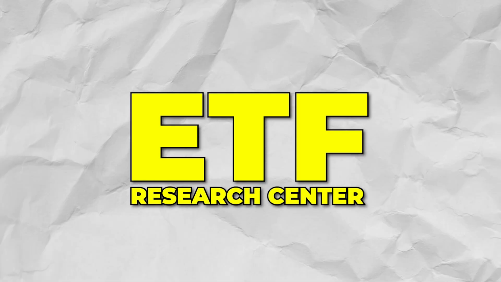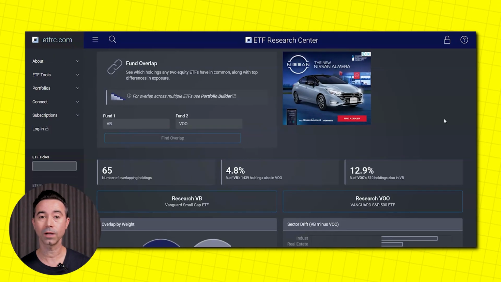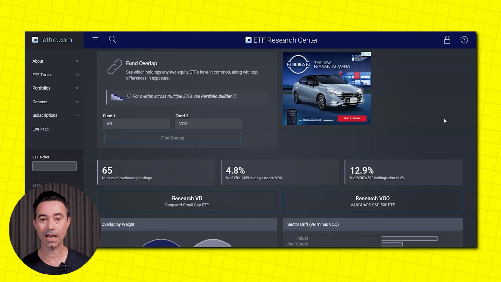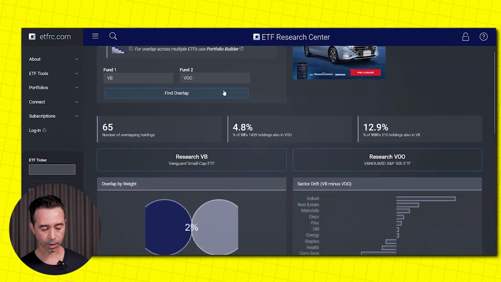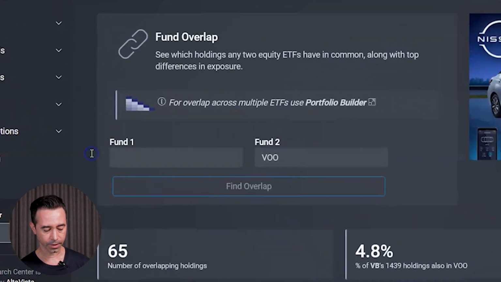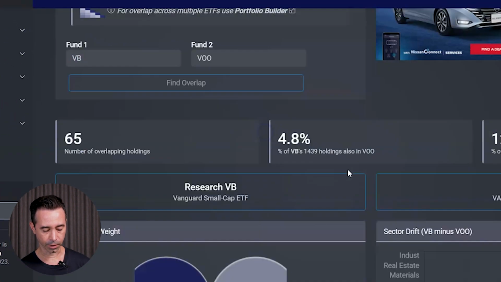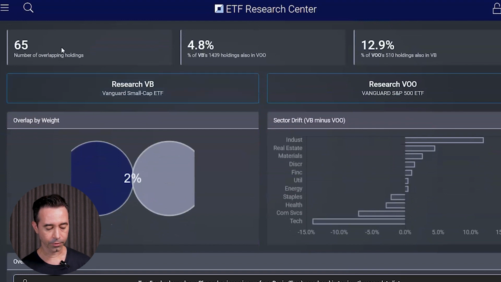Let's go to etfrc.com. What I wanna do here is see the overlap of ETFs versus the ETF I have right now. Let's say VOO, for example. So I'm going to type in Fund 1, VB, Fund 2, VOO. I find the fund overlap. There's 65 overlapping holdings. Now, if you remember, VB has a lot of stocks in it, over 1,000, like 1,200-ish stocks. So that's a very small percentage of the portfolio. By weight it's only 2% of the entire portfolio.